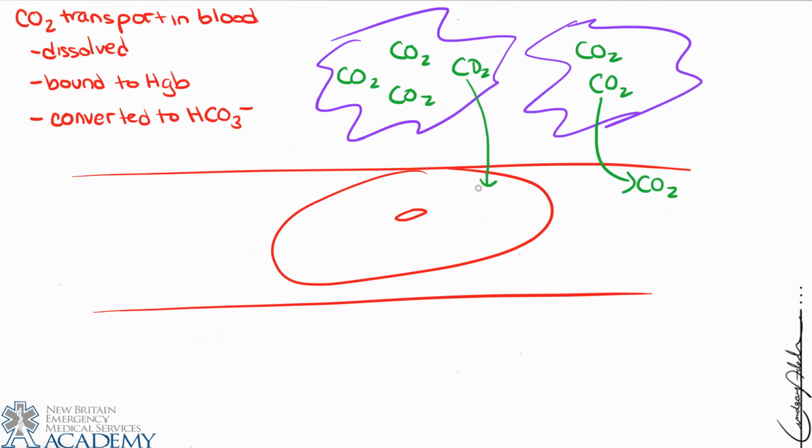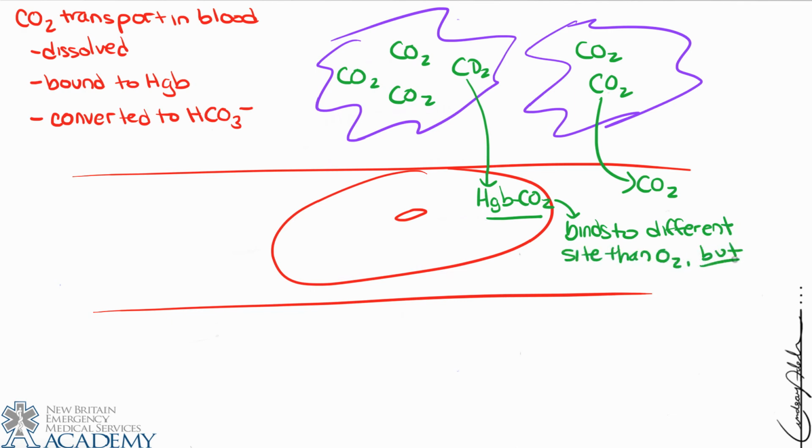The next option is that the carbon dioxide is transported bound to hemoglobin. So hemoglobin actually binds carbon dioxide just the same as it binds oxygen, but they bind to totally different binding sites. So it's not the same thing as carbon monoxide binding to the same binding site where oxygen binds and then preventing oxygen from binding. This is not an interference. The binding occurs to totally different sites.